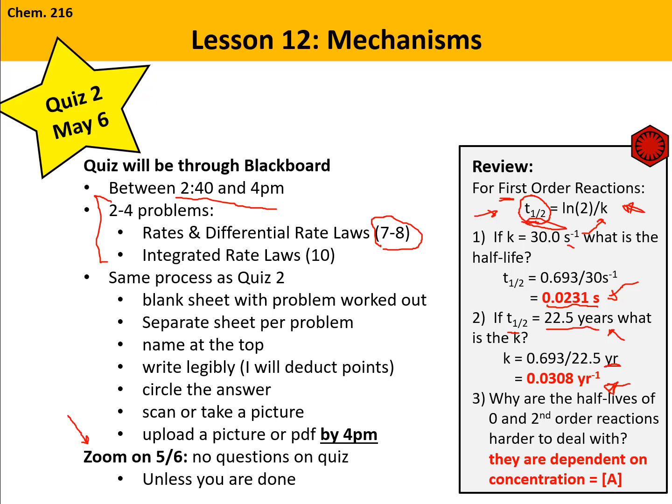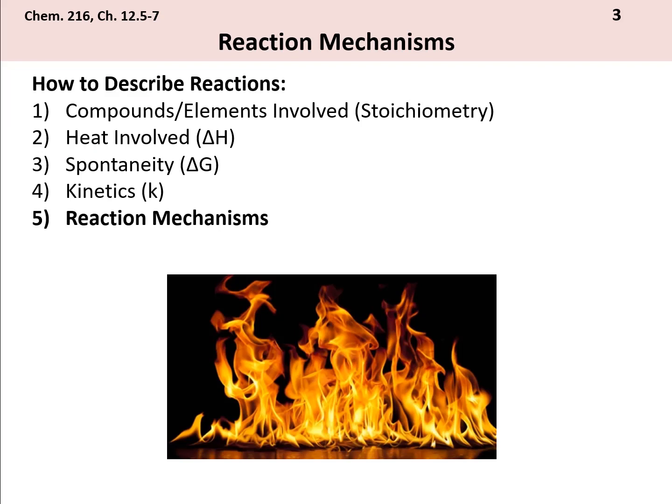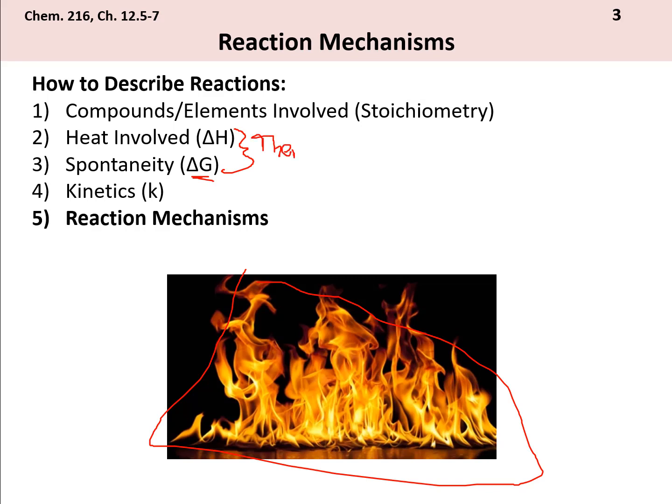Okay, so let's move on and let's talk about reaction mechanisms. Now, we've already talked a lot of things about reactions like this, fire. We talked about the stoichiometry in 215. We talked about the heat involved. We talked about how to figure out delta G. This is all part of what we call thermodynamics. And then in the last 2 weeks, we've been talking about kinetics. That's the speed of the reaction, and that involves k. And then today we're going to talk about reaction mechanisms. That's how this reaction actually occurs.